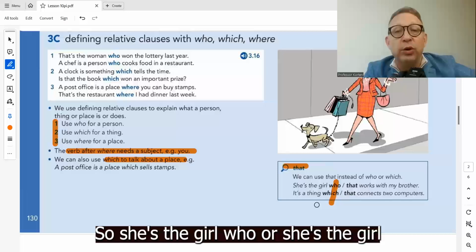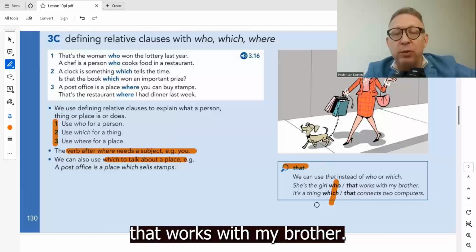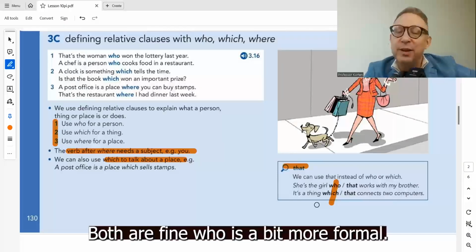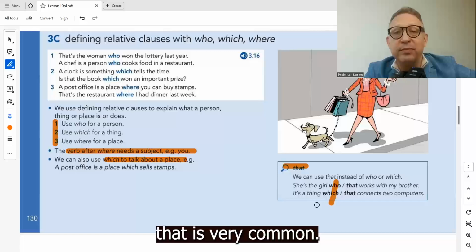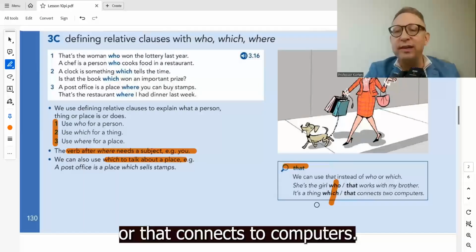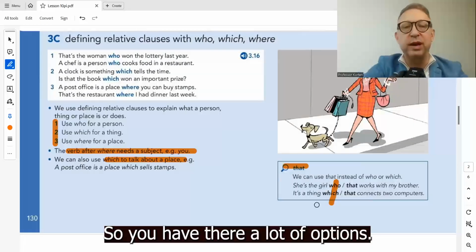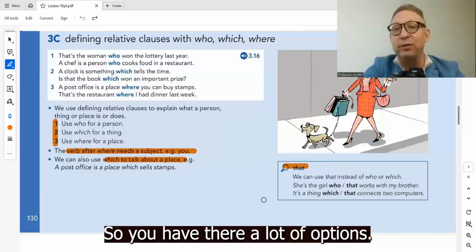So she's the girl who, or she's the girl that works with my brother. Both are fine. Who is a bit more formal. That is a bit more informal, but that is very common. It's a thing which or that connects to computers. So you have there a lot of options.